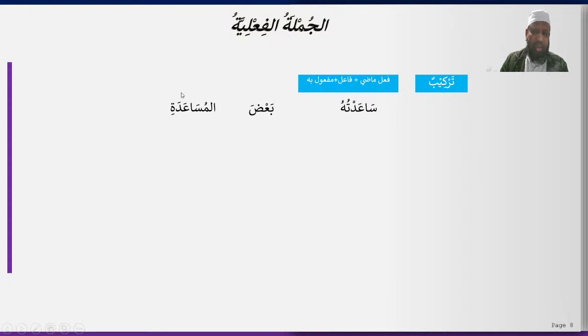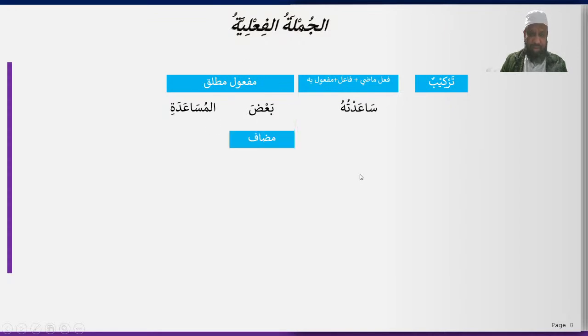Remember, مضاف إليه is a slot itself. Because it's a slot itself, we look at the word before it. مفعول مطلق, yes. Because after the word بعض, we see a masdar of the same fi'l. So in this we have a phrase مضاف مضاف إليه.